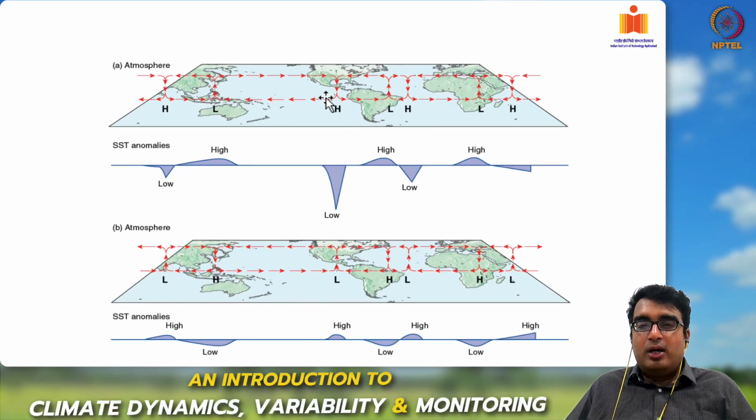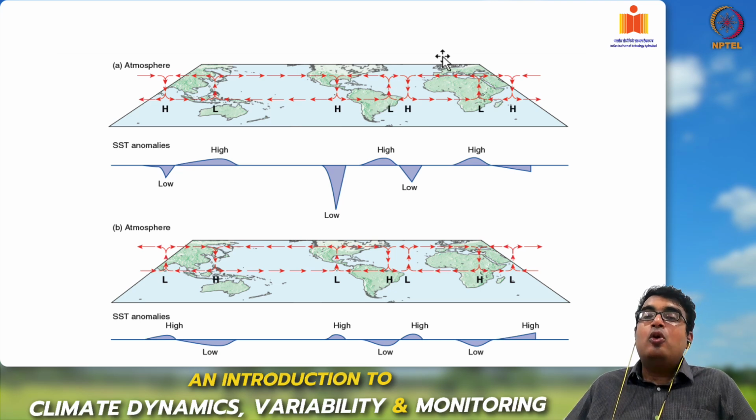So here is the Walker circulation system under normal conditions. The high pressure here, low pressure here. So precipitation here, dry conditions here. Associated with it, you are seeing other zonal convection cells between the high pressure of the west coast of America to low pressure on the east coast of Brazil.